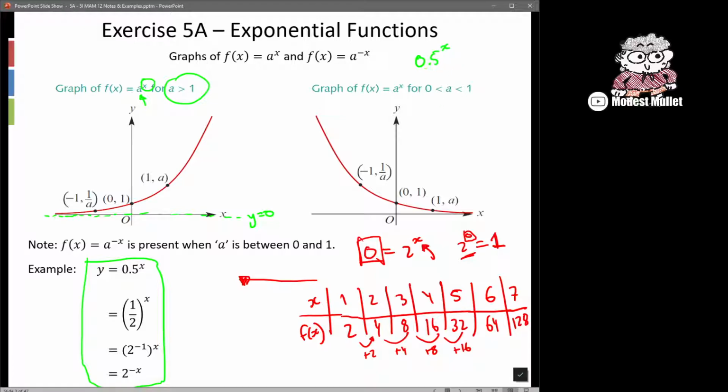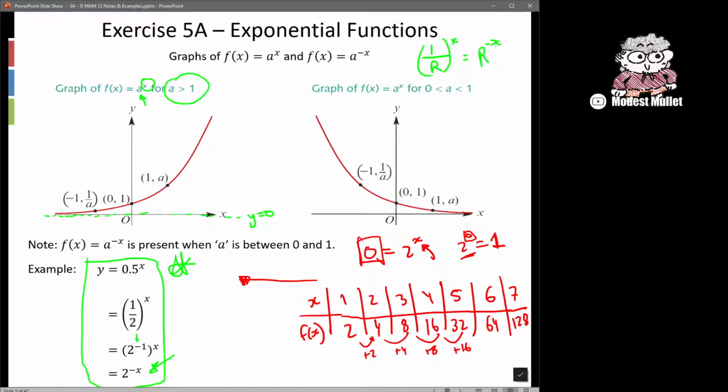Well, we can actually write that 0.5, if we look down here, as a half, and then using our index laws, we can write that as 2 to the power of negative 1. So then we can again use our index laws, and we can write that as 2 to the negative x. So in this case, if we have 1 on any number to the power of x, we can rewrite that as that number to the power of negative x.